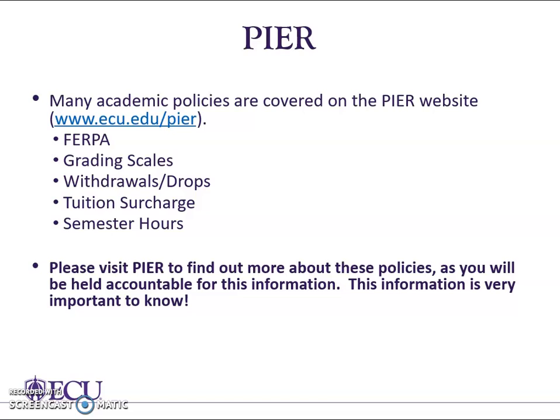Please make sure that you check out the PIER website at www.ecu.edu/PIER. There you will find more information about eligibility for your math, eligibility for computer science and software engineering, and what courses you should really be signing up for. You'll also see things about FERPA, grading scales, withdrawals or drops, tuition surcharges, and semester hours. This is a really important website to view because this will answer a lot of your questions that may not have been answered in this presentation.